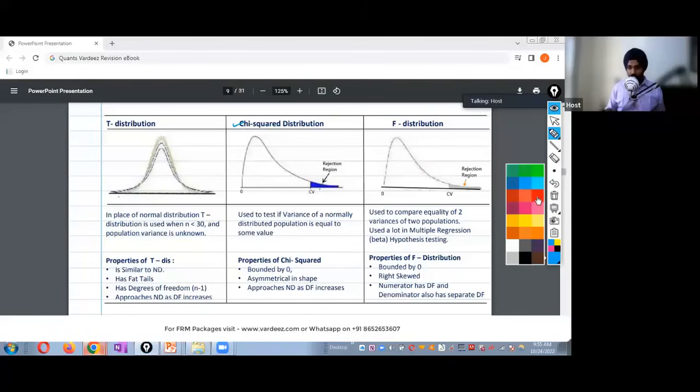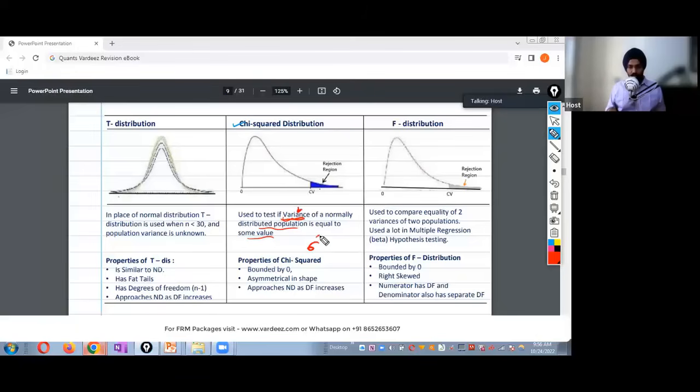What about a chi-squared distribution? Not very much talked about in the overall FRM part 1, but it's used to test if the variance of a normally distributed population is equal to some value. Okay, so it's used pretty much in hypothesis testing, but as I said, not very much used at FRM level 1. So just know that it is used to test the variance of a population against some sort of value.